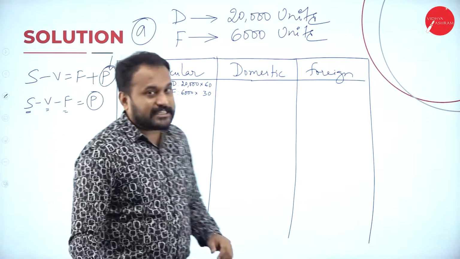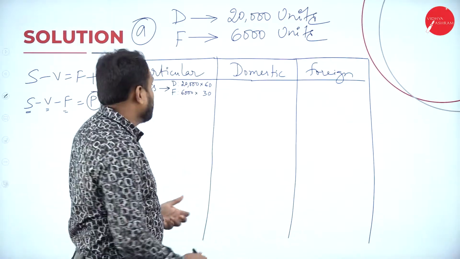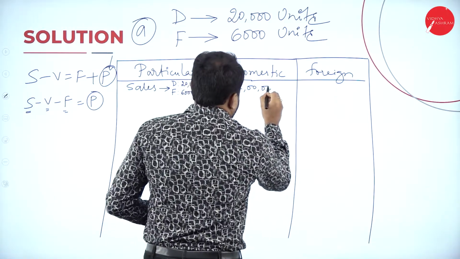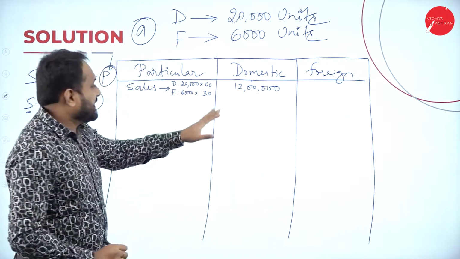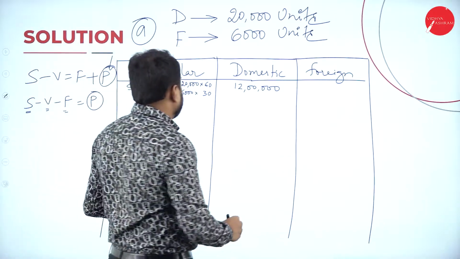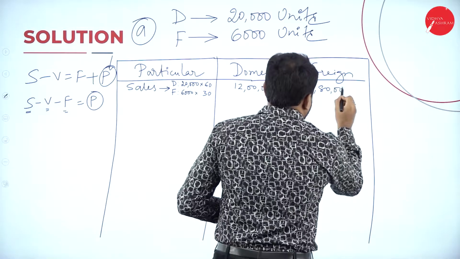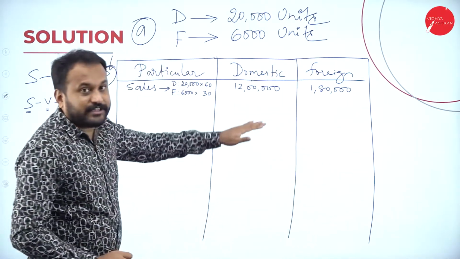Now 6 2s is 12, so it is 12 lakh. I'll write here 12 lakh. Now 6 3s is 18, so here I'll write 1,80,000. So we are done with the sales now.